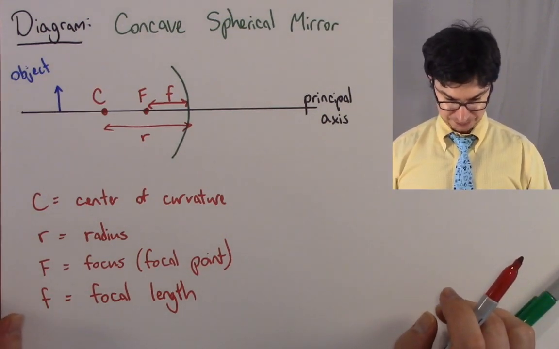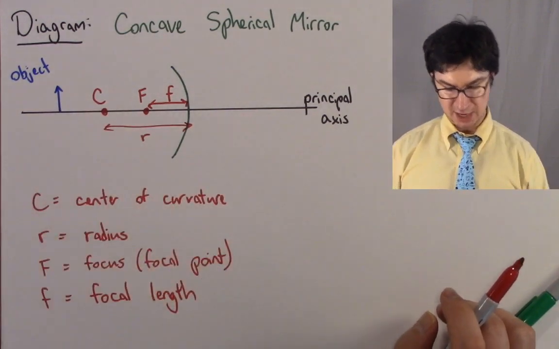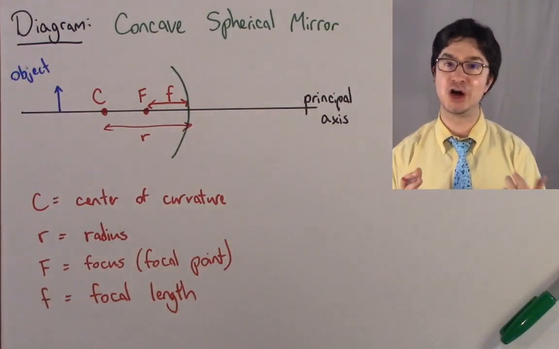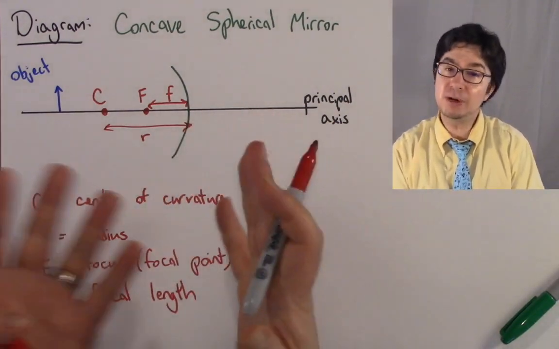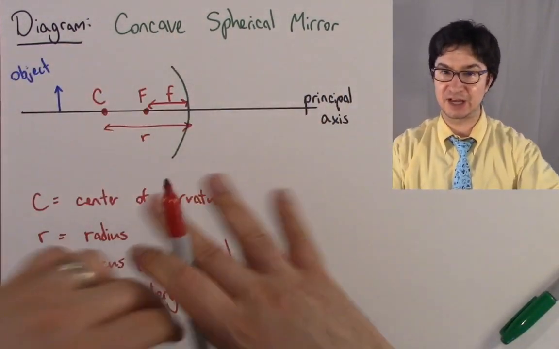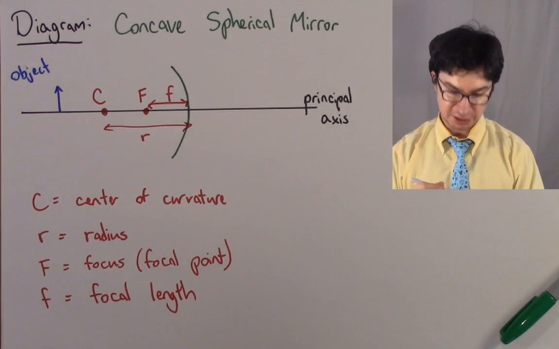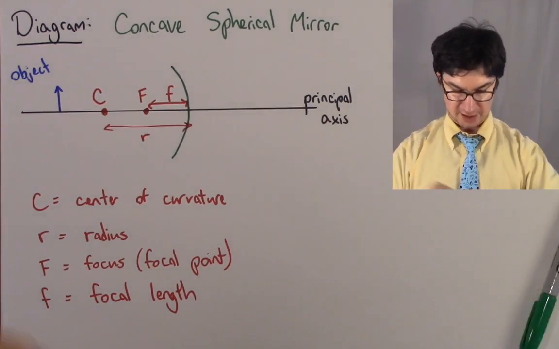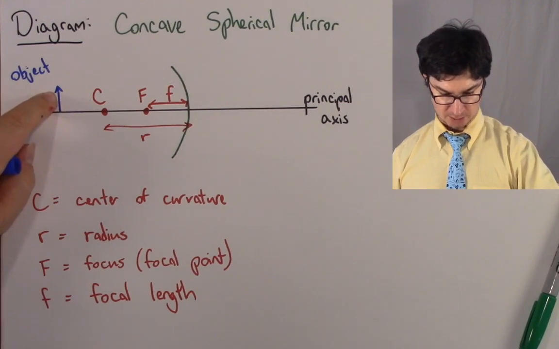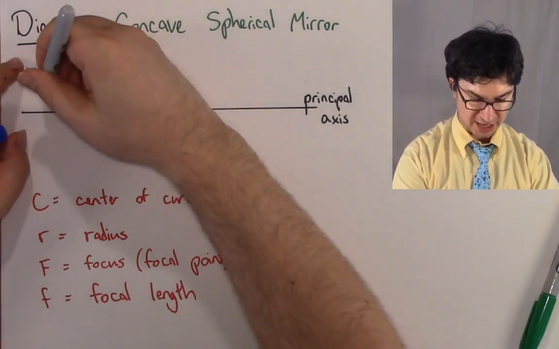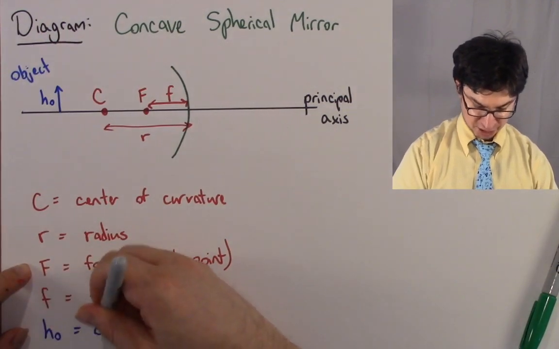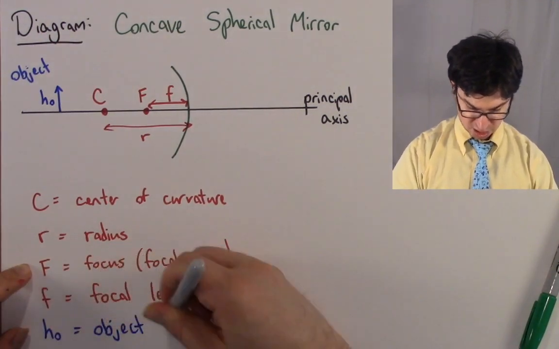Let's consider that in this diagram, now that we've defined everything, we actually have to draw another diagram because there's so much going on here that we really have to kind of clean this up and look at specifically what we need to find. We need to look at this object height. We're going to call this HO. HO is called the object height.